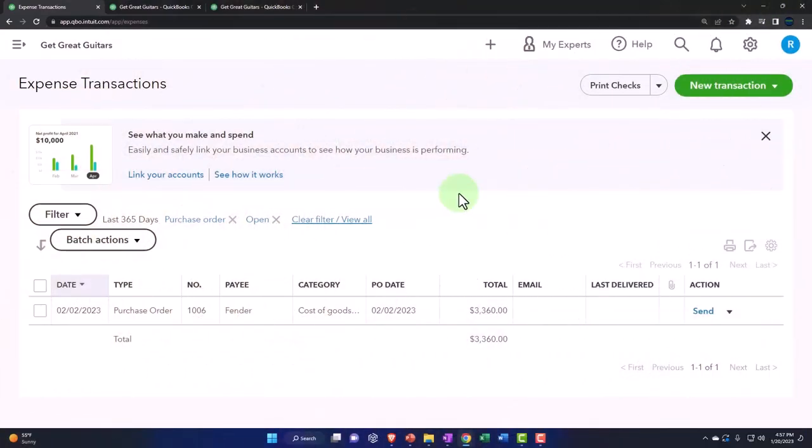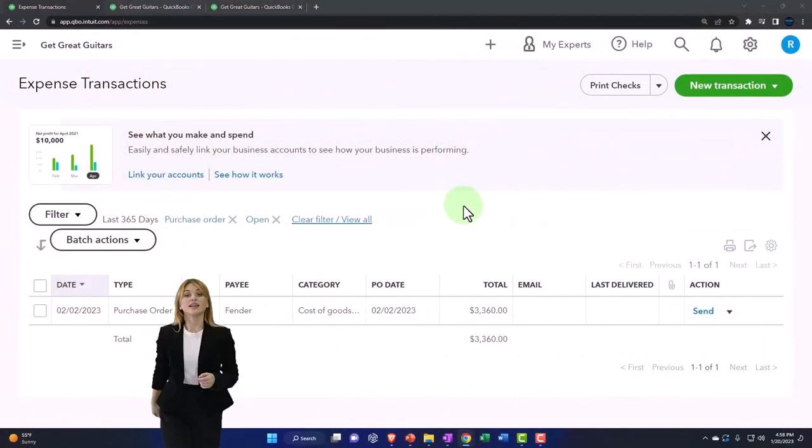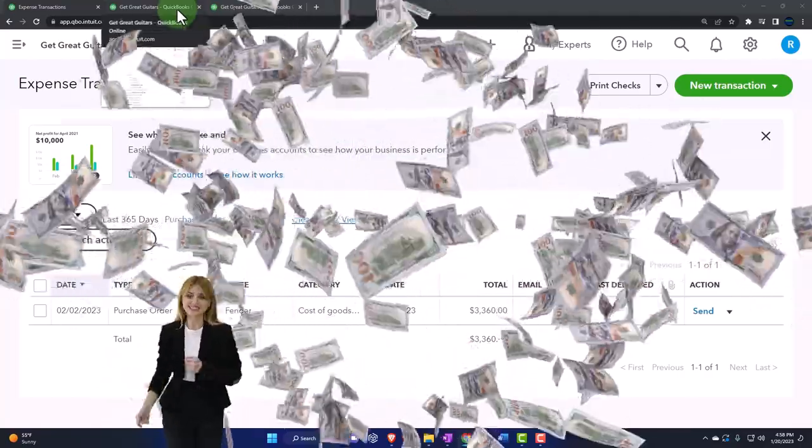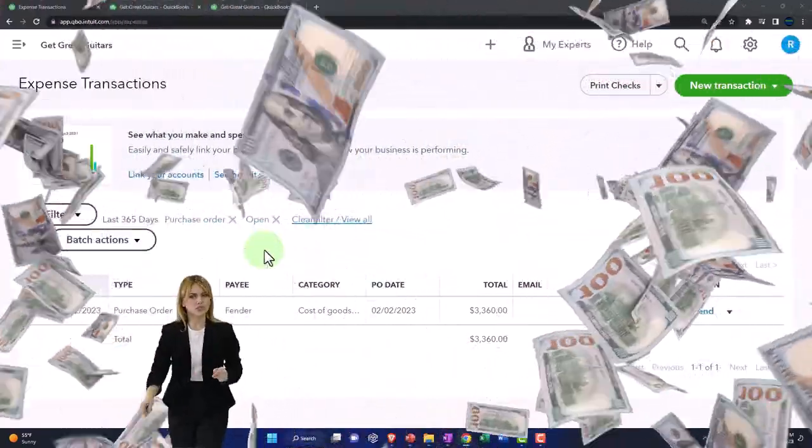Why? Because they can. So there's no change to the financial statements. We didn't even look at them. We don't need to look at a trial balance or anything because we didn't do anything to it.